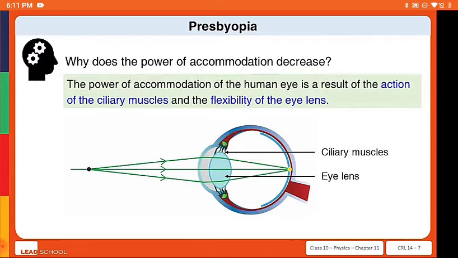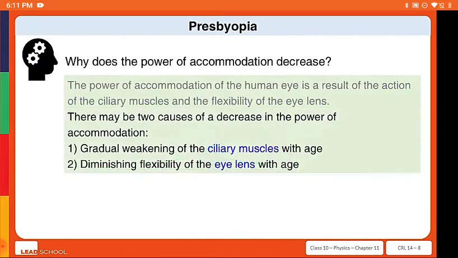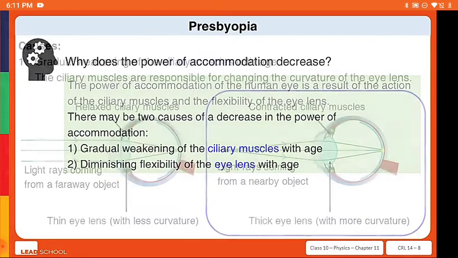So why does the power of accommodation decrease? We know that the power of accommodation of the human eye is a result of the action of the ciliary muscles and the flexibility of the eye lens. There may be two causes of a decrease in the power of accommodation. One, gradual weakening of the ciliary muscles with age, and two, diminishing flexibility of the eye lens with age.